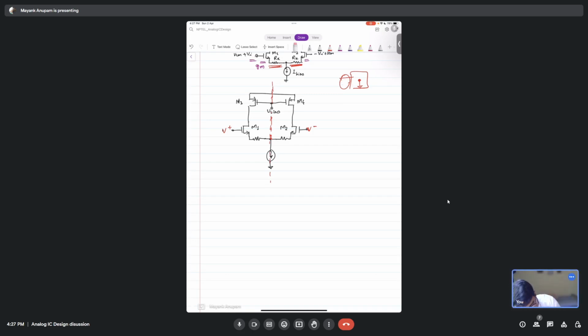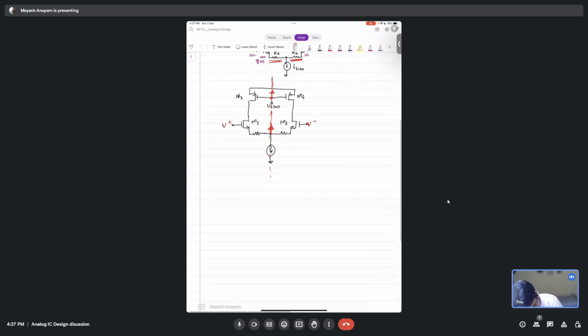Similarly, any voltage which intersects with this axis of symmetry will never change. Or in other words, they will be small signal ground. This terminal also will be a small signal ground. Are you following? That is for differential mode operation. Now let's talk about common mode operation. So this is differential mode.